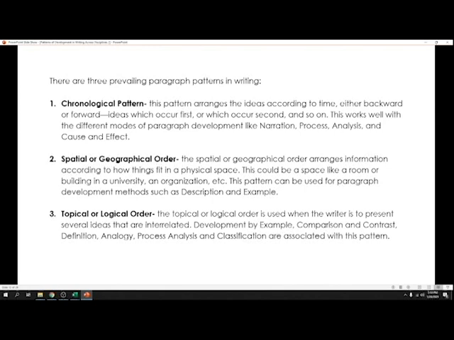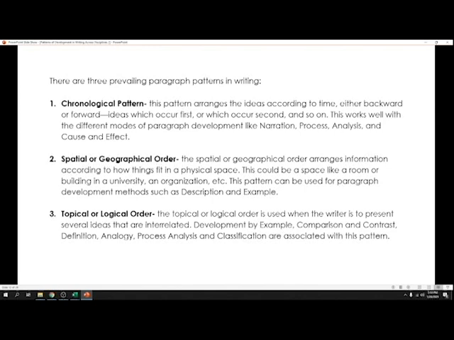So, the second one, we have spatial or geographical order. So, the spatial or geographical order arranges information according to how things fit in a physical space. So, it means kung nasaan nakalagay yung mga bagay. Kasi physical space, you already have the space. So, how are you going to identify that thing o yung bagay na nakalagay dyan?